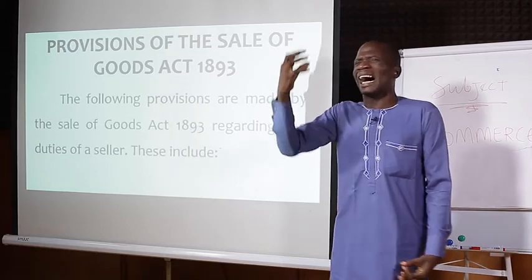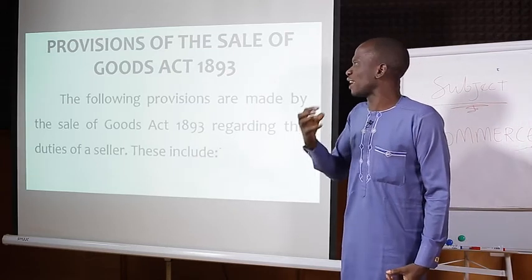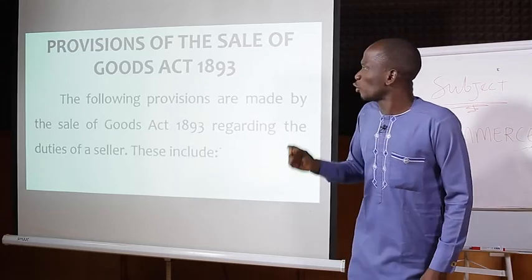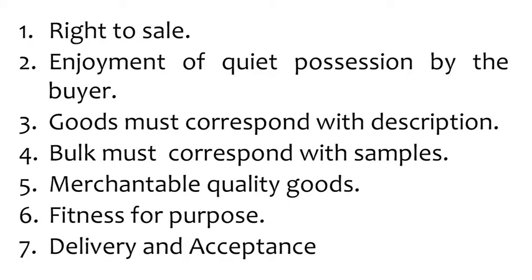Now, after looking at the types of sales, we are going to look at the provisions of the Sale of Goods Act 1893. The following provisions are made by the Sale of Goods Act 1893 regarding the duties of a seller. This includes: 1. Right to sell. 2. Enjoyment of quiet possession by the buyer. 3. Goods must correspond with the description.